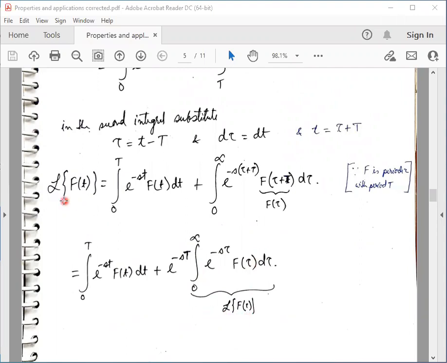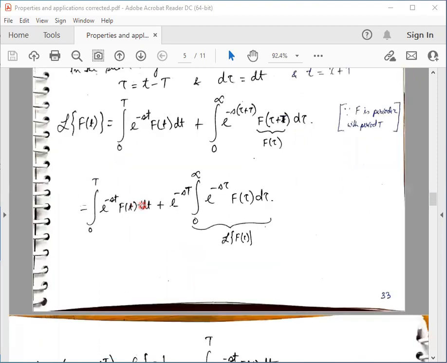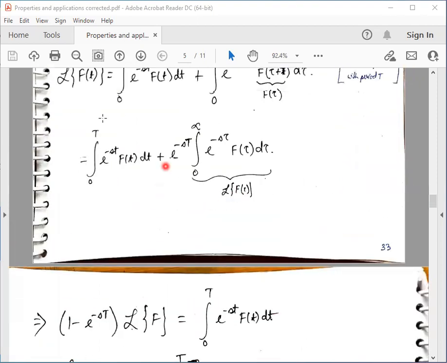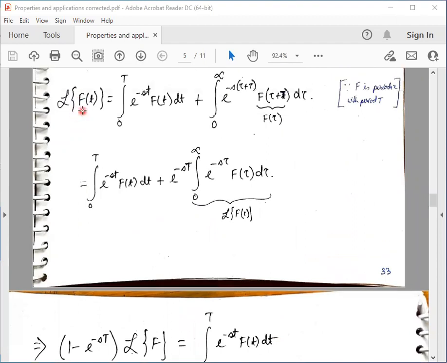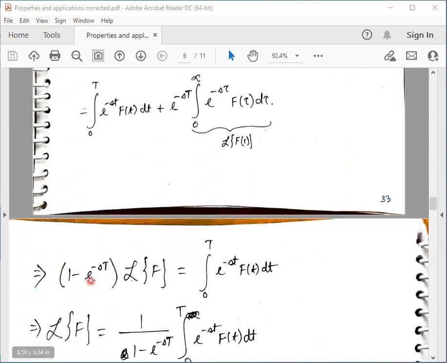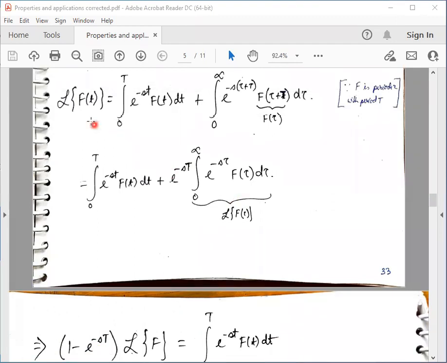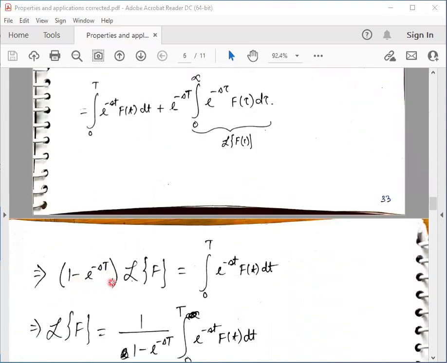So we have on the left hand side the Laplace transform of f of t, and on the right hand side e to the power minus st times the Laplace transform of f of t. So we take this term towards the left and take the Laplace transform of f of t common. Then it becomes 1 minus e to the power minus st times the Laplace transform of f. When I take common, this would be 1, and this plus would become minus. So 1 minus e to the power minus st.